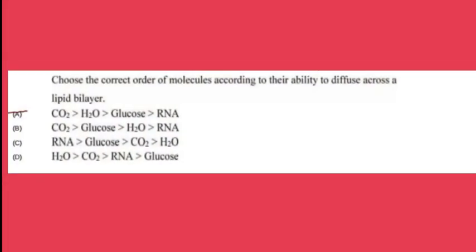The first question is about diffusion across a lipid bilayer. Choose the correct order of molecules according to their ability to diffuse across a lipid bilayer. Large molecules, polar molecules and ions cannot easily pass through a cell membrane. Large molecules such as glucose, amino acids and proteins are too big to fit through the phospholipid bilayer. Because the cell membrane is semi-permeable, only small uncharged substances like CO2 and O2 can easily diffuse across it.